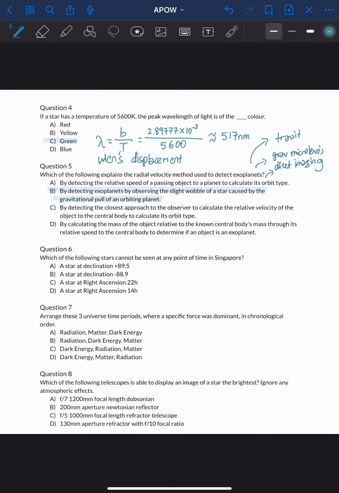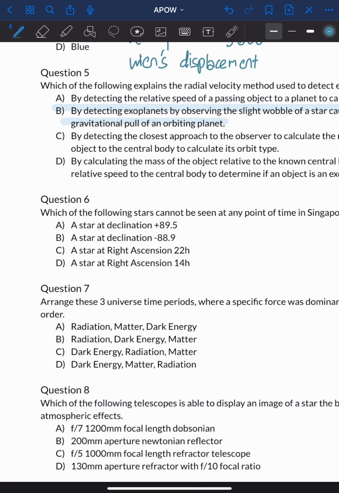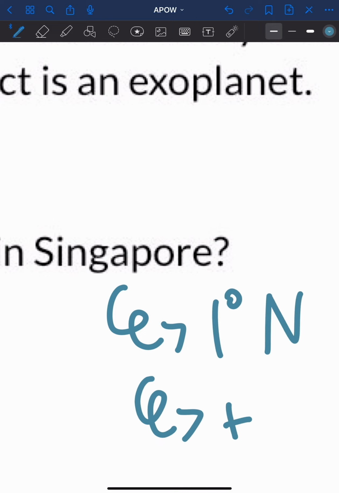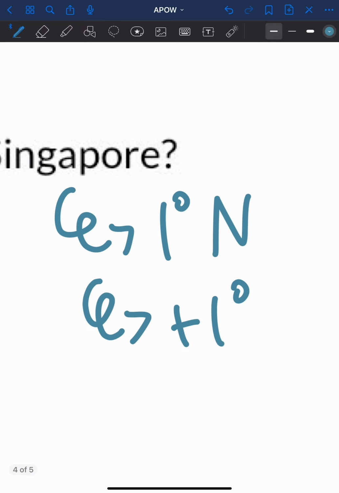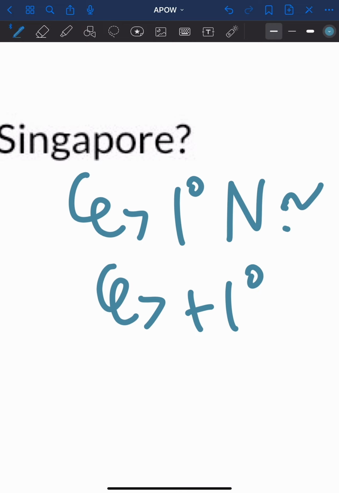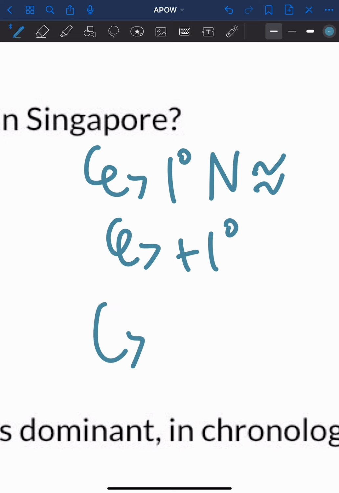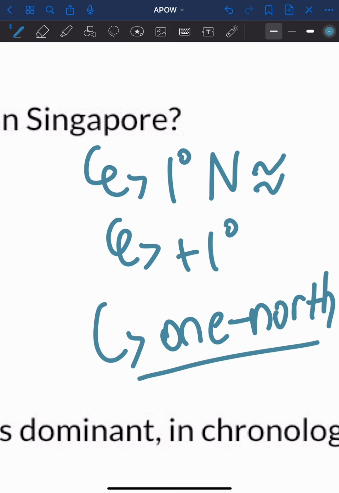Anyway, following from that, question 6. One thing we need to know is that Singapore is 1 degree north, so technically we're approximately plus 1 degree. And the reason why I remember is because of the MRT station, 1 North. Yeah, 1 North. It's that simple.